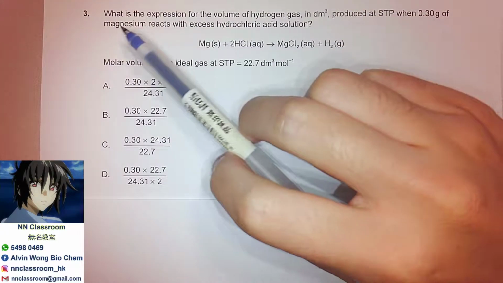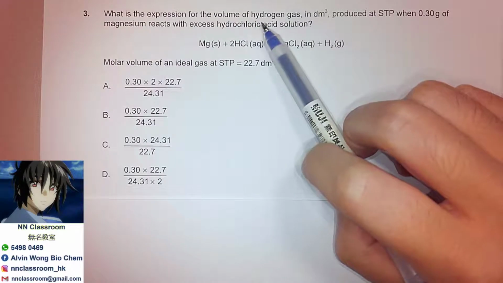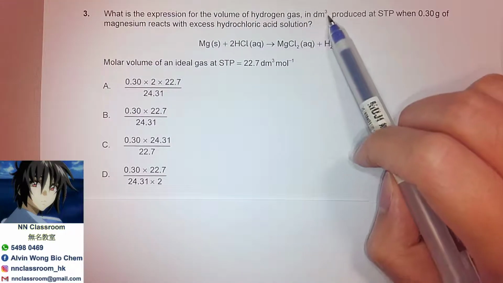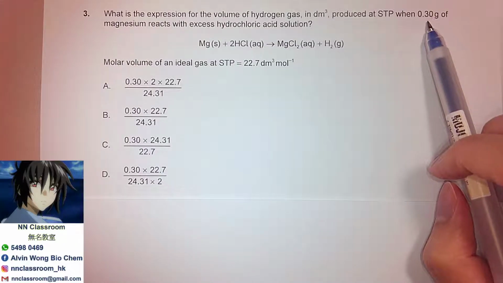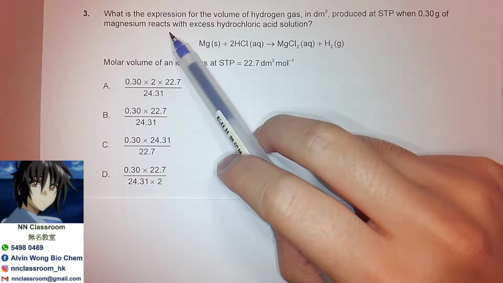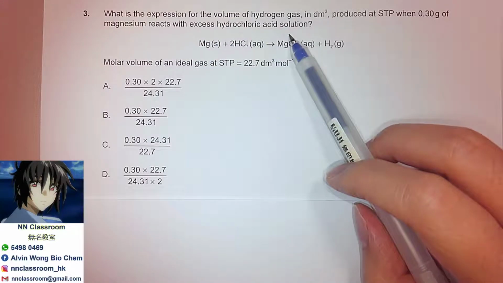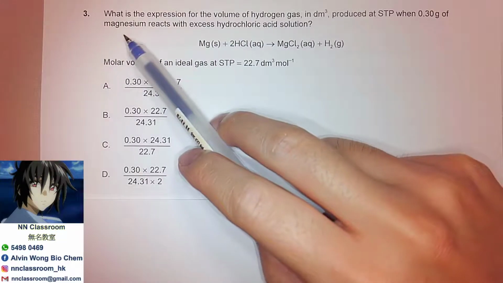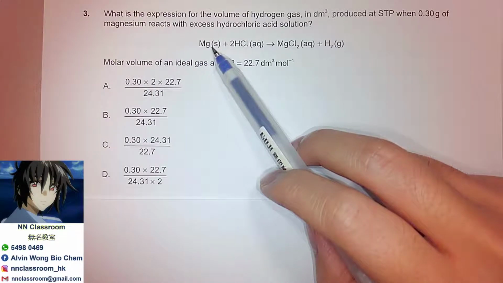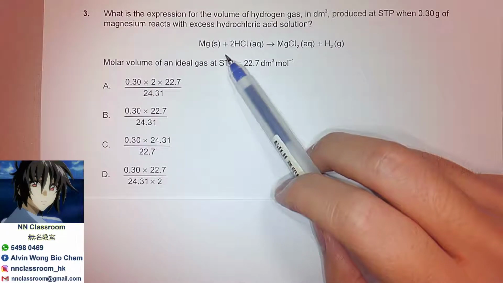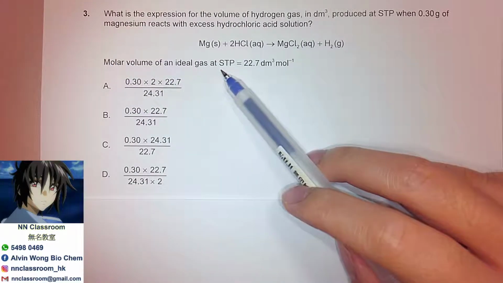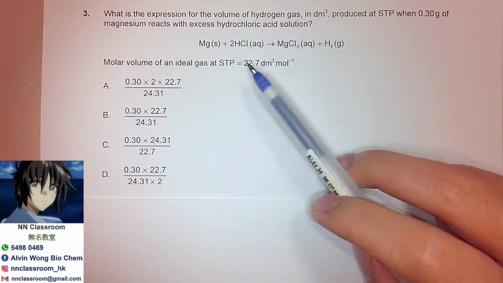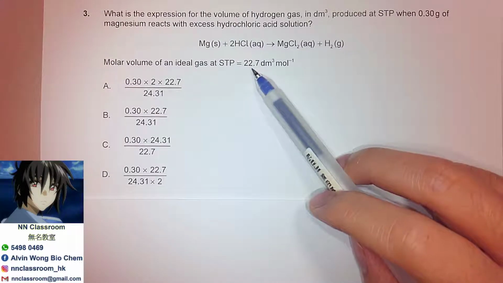Let's see, they're asking, what is the expression for the volume of hydrogen gas in dm³ finally produced at standard temperature and pressure when 0.3 grams of the magnesium is reacting with excess hydrochloric acid solution? So it's already given to you that the magnesium is going to be our limiting reactant, which means the hydrochloric acid you can simply neglect, right? And then given also the molar volume of an ideal gas under this standard temperature and pressure, which is going to be 22.7, a really classic constant that we always use in the IB syllabus, right?